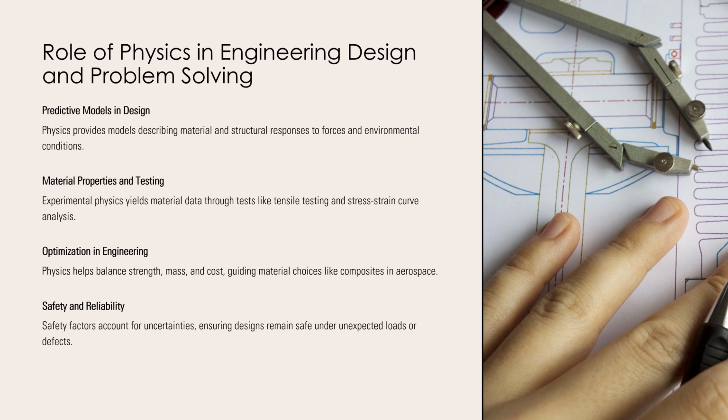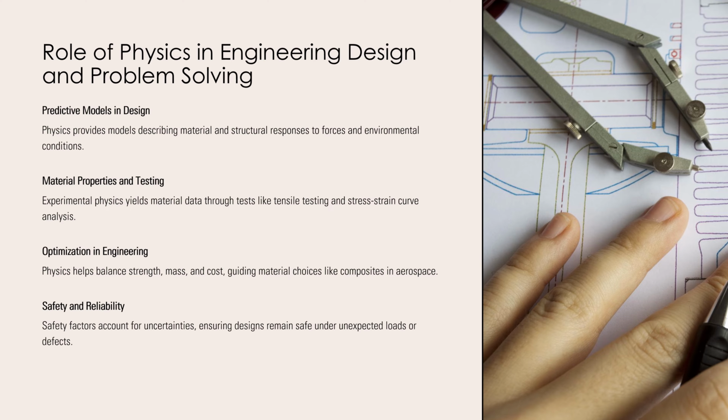Physics allows engineers to predict deformation using strain and Young modulus, ensuring that structures do not bend excessively or fail. Another critical role of physics is optimization, where competing factors such as strength, mass, and cost must be balanced. In aerospace engineering, low density and high stiffness are essential, leading to the use of aluminium alloys or carbon fiber composites.